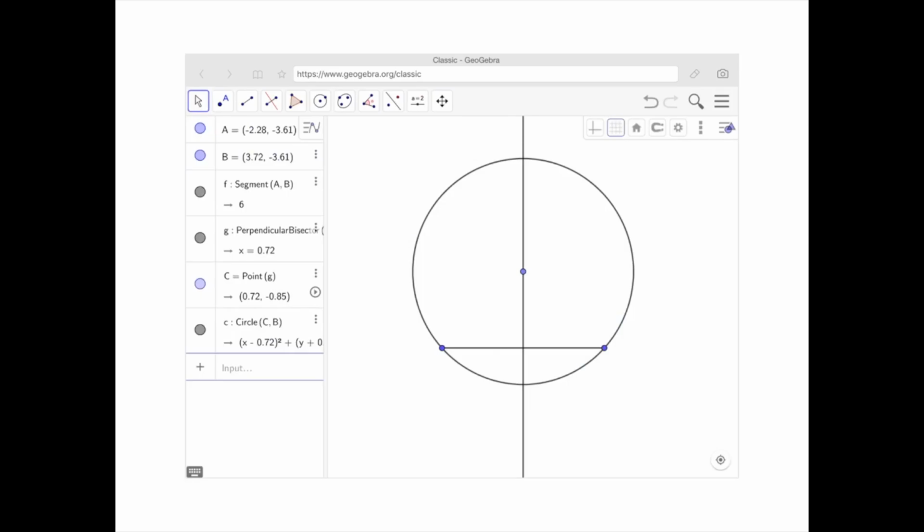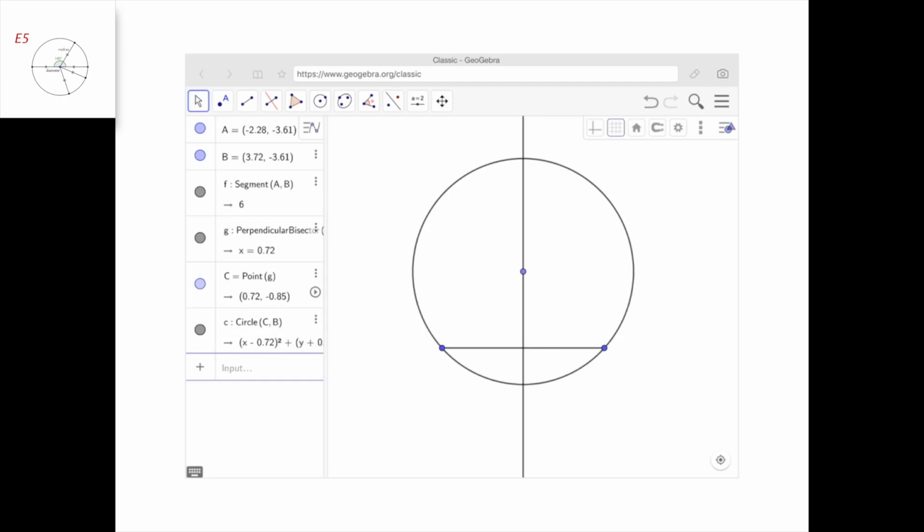Suppose you have 2 points. For example, take this point and this point. How many circles can pass through these 2 points, such as this one? Or if you think about it, the center of the circle must lie on the perpendicular bisector of this segment, because every point on the perpendicular bisector is such that this length equals this length.